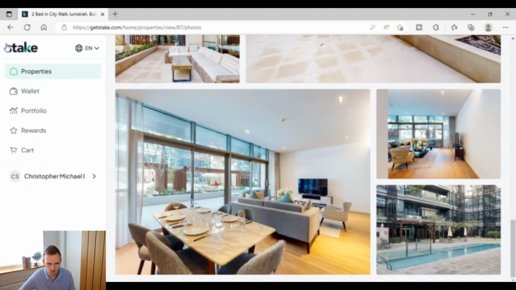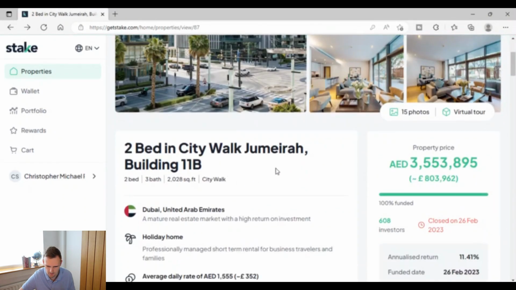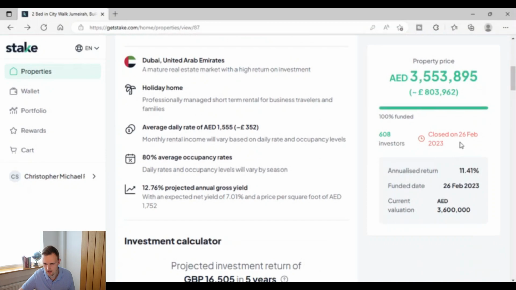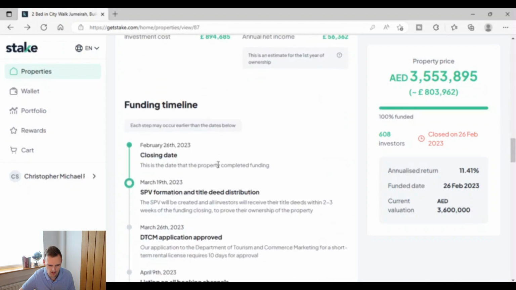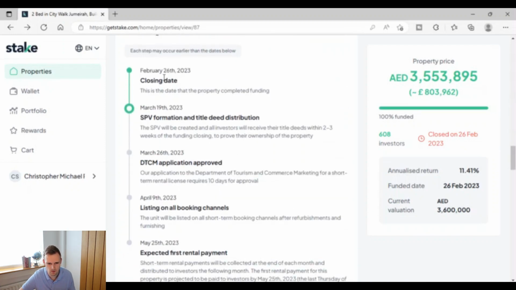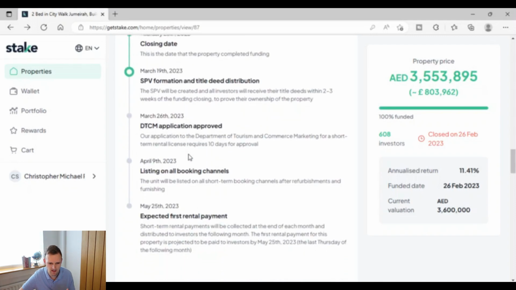But if we go back from the photos here, what I can show you is if we scroll down here, you can see the funding closed on the 26th of Feb, and it actually breaks down the order of what's going to happen next. So you can see the closing date 26th. On 19th of March, they actually are looking to get the SPV, so basically the title deeds for all the investors. That takes a bit of time there, 2 to 3 weeks. And then there's various other steps here. But I'll talk about these different steps of how the property goes from being set up to funded to rented out in a separate video, I think. I don't want that to get too complicated in this video.